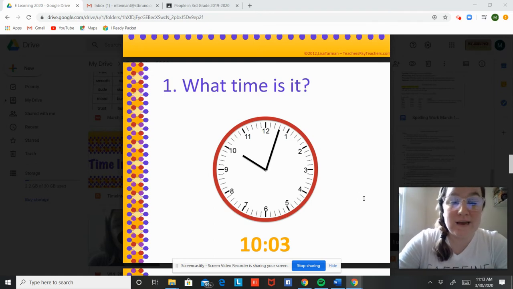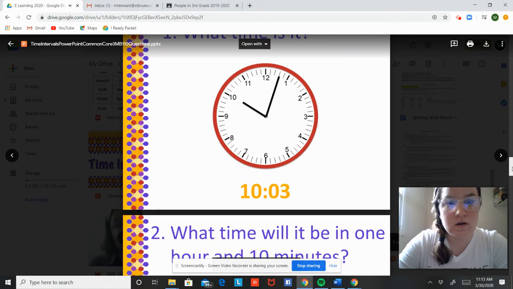So for number one, what time is it? The clock is showing the hour hand on the 10 and the minute hand between the 12 and the 1. So we know when it's at 12, it's at 0, it's a new hour. So it's 1, 2, 3. 10:03 is our answer.